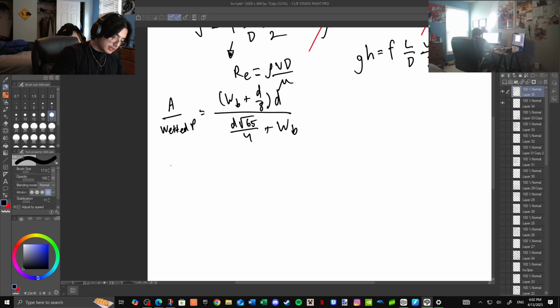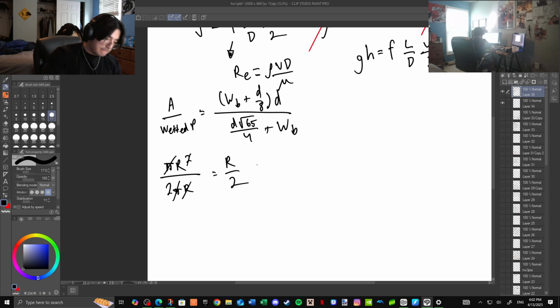So we can recognize that the cross-sectional area of a cylinder is just the circle area, pi r squared. And then wetted perimeter, that's just 2 pi r. Cancel out some variables here. When r is gone, left with r over 2.